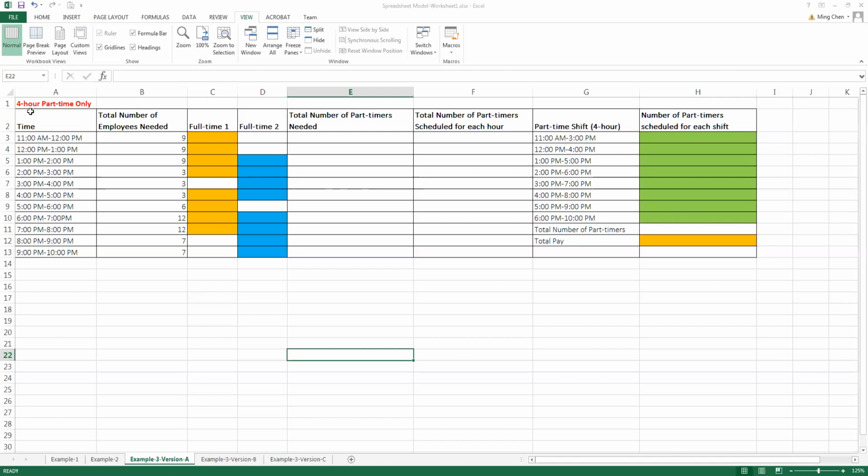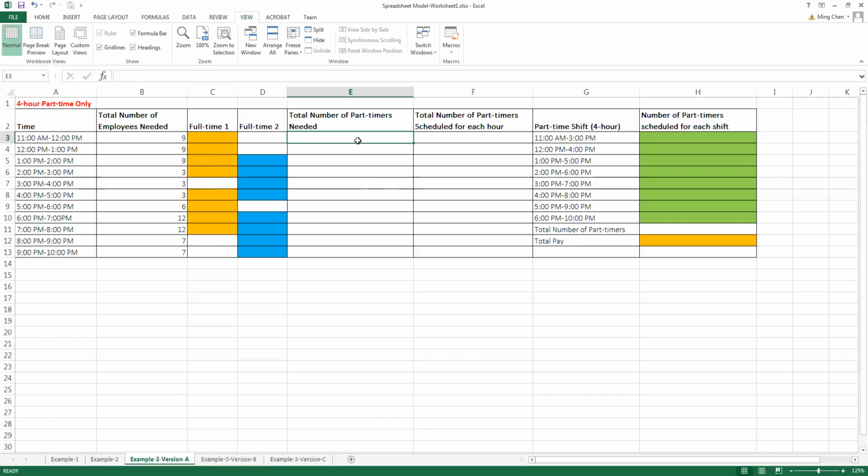So in version A, each part-time employee works 4 hours, non-stop 4 hours. So if you hire somebody, this person will be working 4 hours, not 3 hours, not 2 hours, not 1 hour. It's always 4 hours. So the first thing we need to do is, this is the total number of people we need, combining full-time and part-time. And this is a full-time schedule.